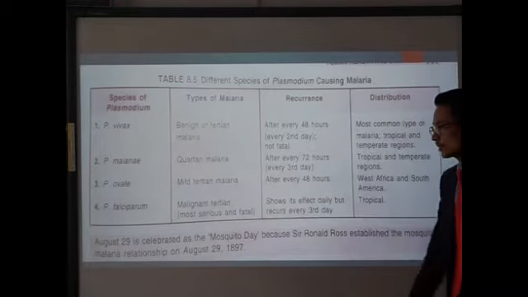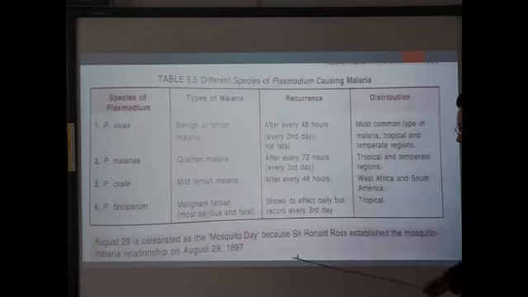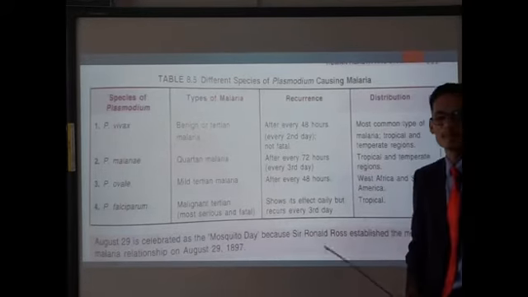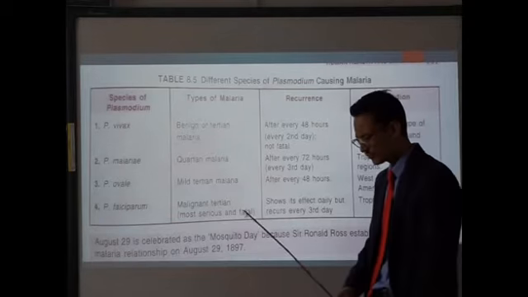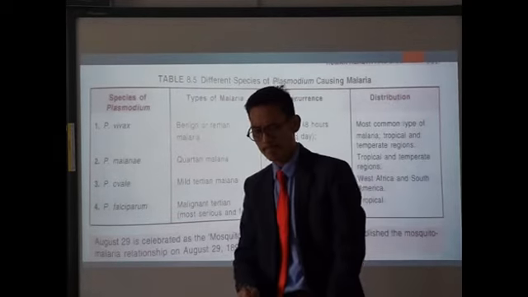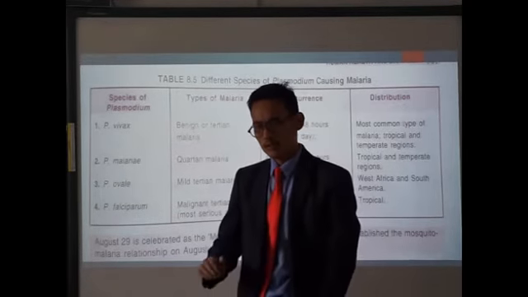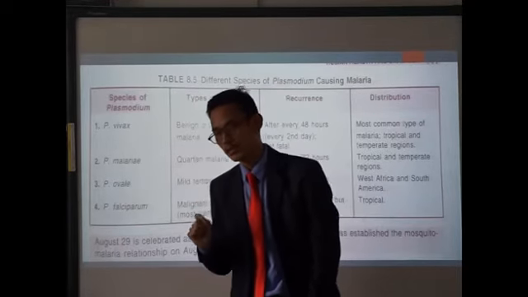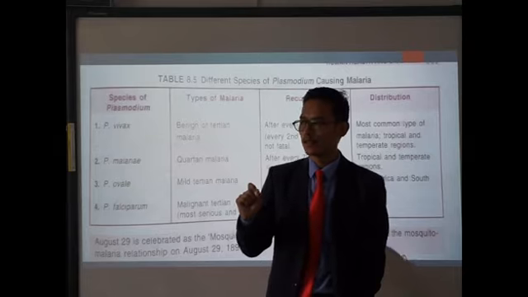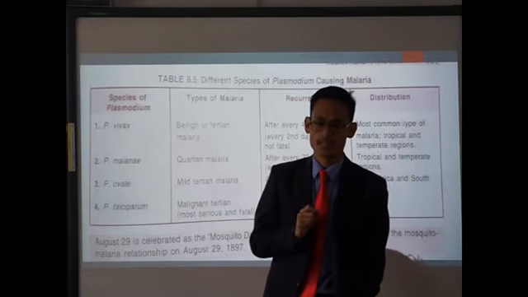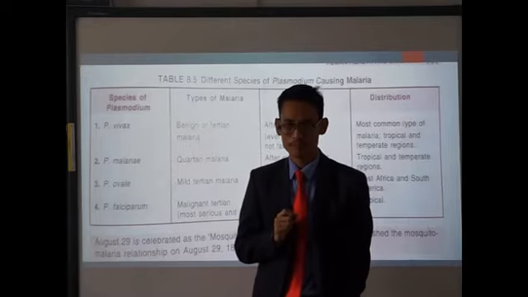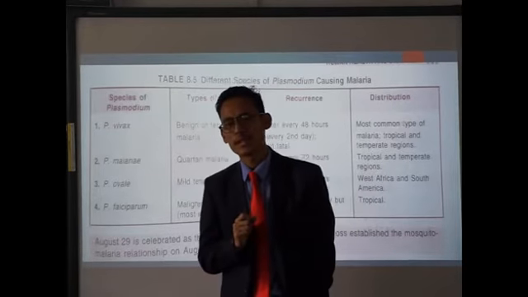tropical. August 20 is celebrated as Mosquito Day because Sir Ronald Ross established the mosquito-malaria relationship on August 20, 1897. Over here, remember that a normal Plasmodium, a protozoan, can survive normally in a normal RBC, or we can say hemoglobin, that is, the red blood cell.